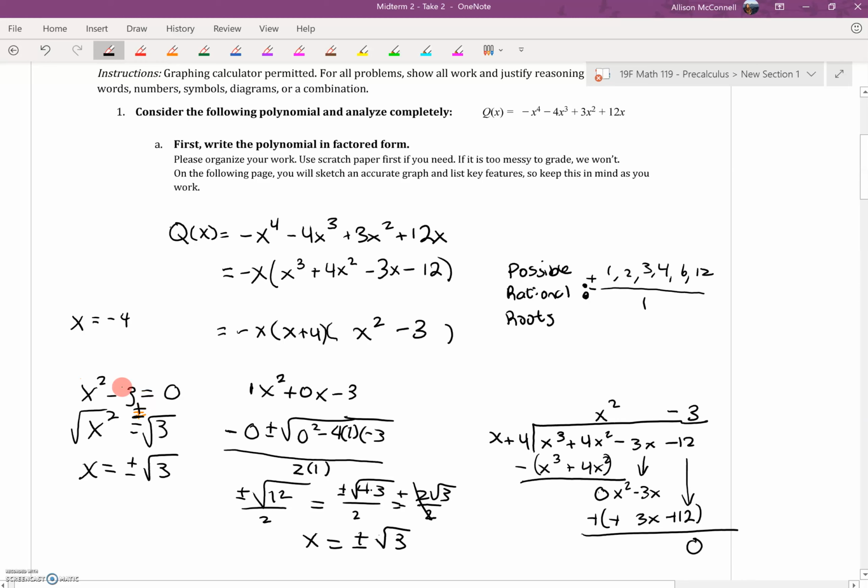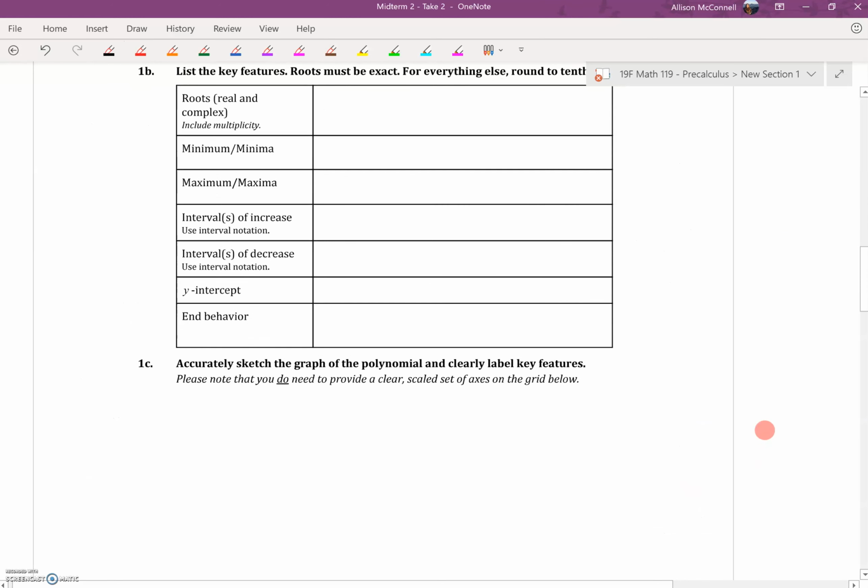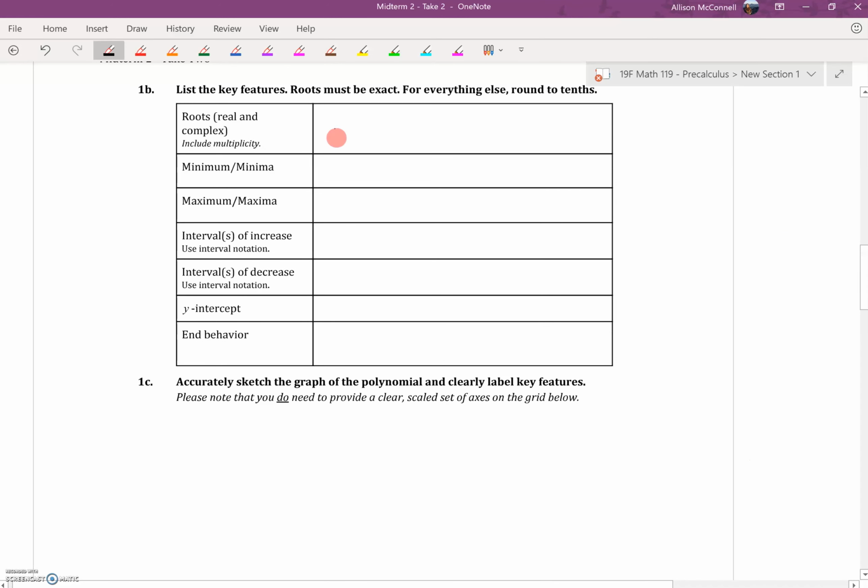But again, you have a 4th degree polynomial, which means what, Mr. Huff? The fundamental theorem of algebra states that we will have 4 roots, real and complex. So when you go to list the key features, you need to make sure that you list all of them. And the most common error I saw here was that people were listing their factors. Factors are not roots. That's a root. This is a root. This is a root. This is a factor.